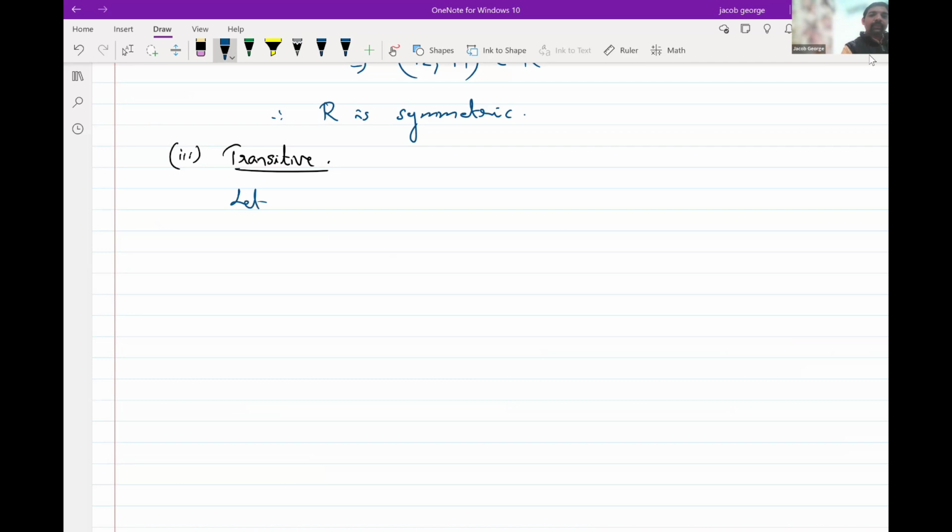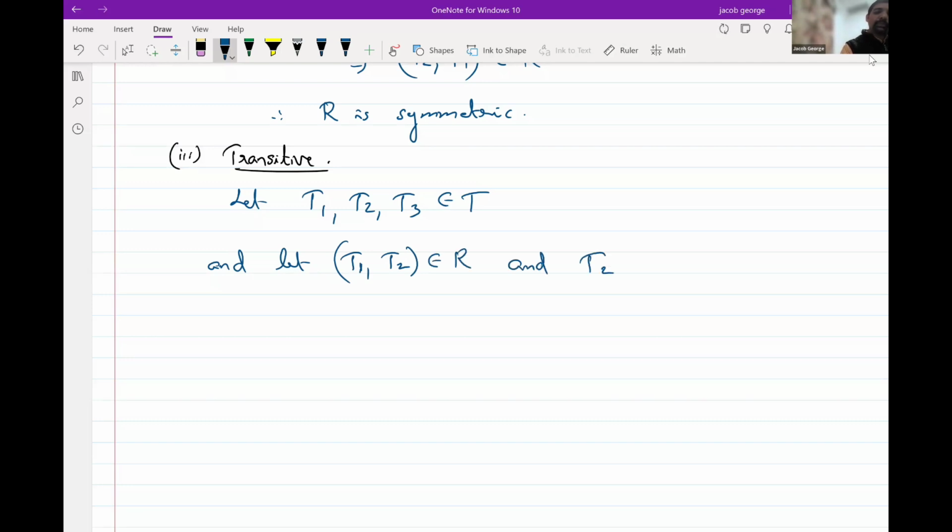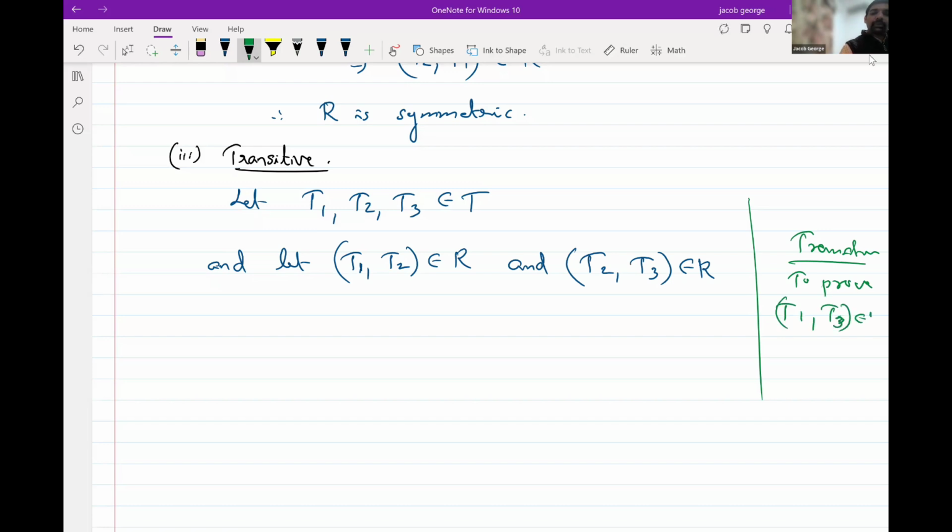Let T1, T2, T3 be elements of capital T. From capital T, we pick 3 elements and 2 assumptions. And let, yes, what are the 2 assumptions? Ordered pair T1, T2 is an element of R and T2, T3 is an element of R. Here also we can note down. For transitive, what do we have to prove? We have to prove that T1, T3 is an element of R.